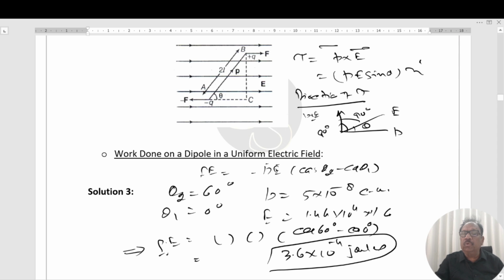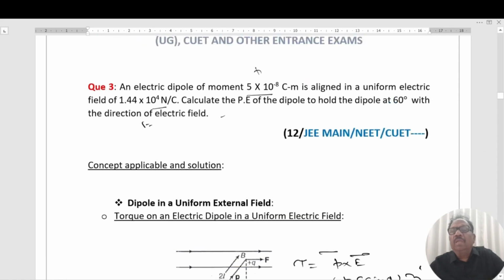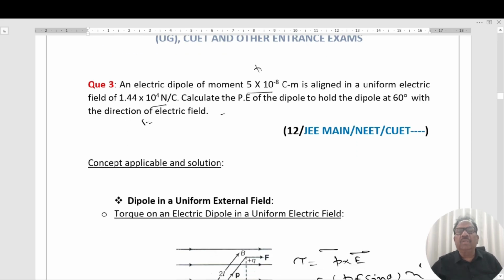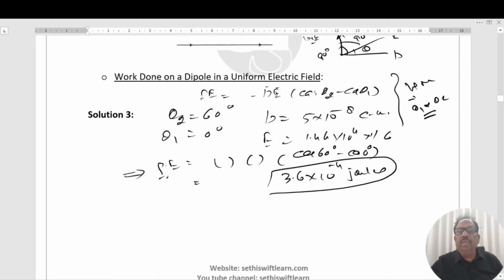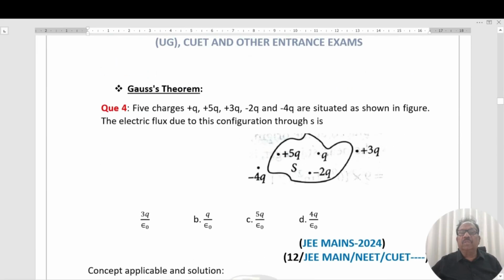In this question, the most important thing is how to identify theta 1 and theta 2. That is the only basic thing in this question. Initially the angle is theta 1. The dipole is held at 60 degrees with the direction of the electric field. So initial theta 1 is 0 degrees, theta 2 is 60 degrees. Solve it. Next, Gauss's theorem.